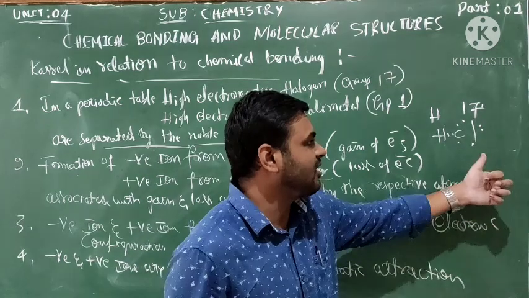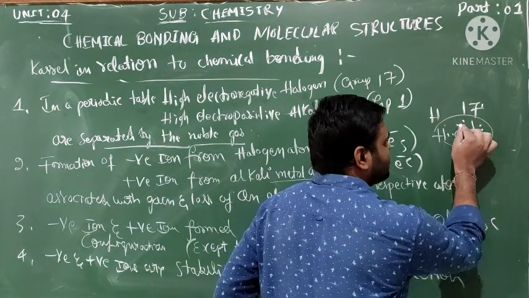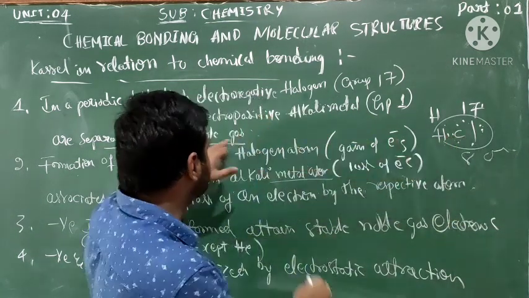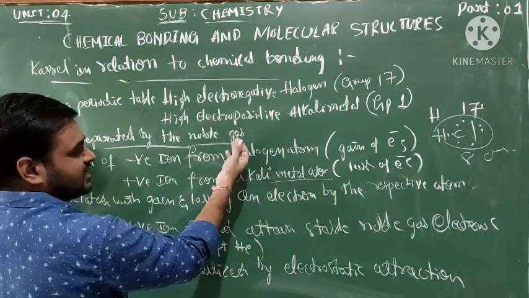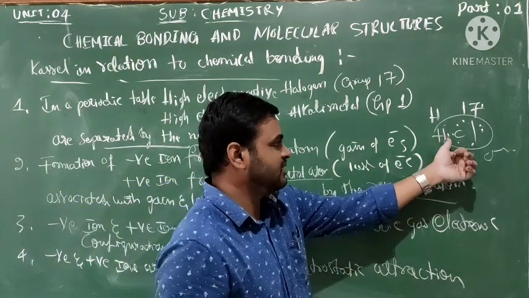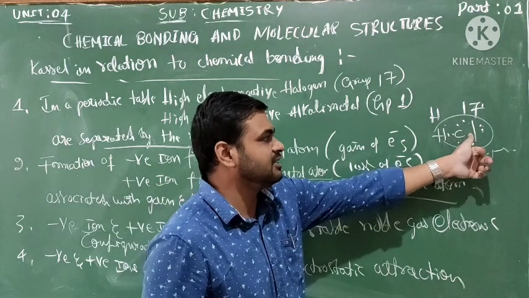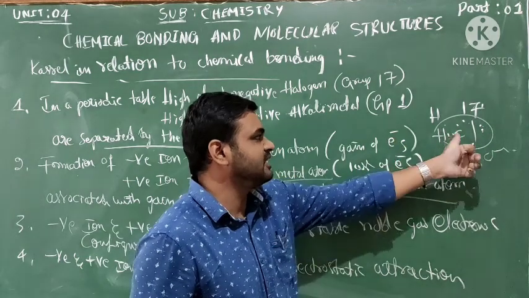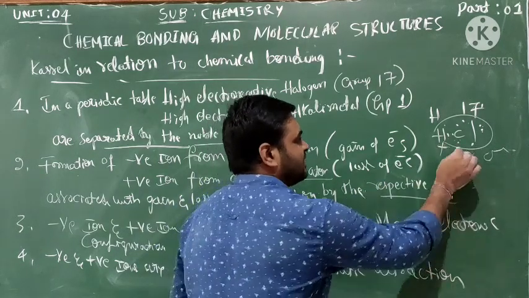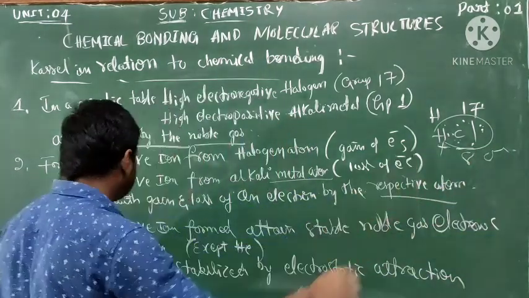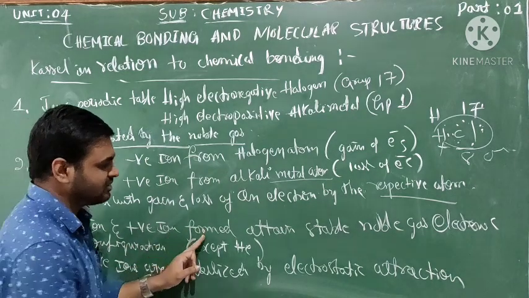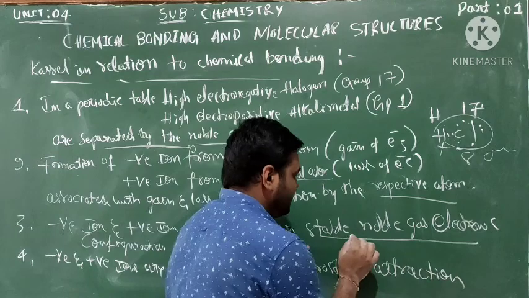That's why it loses to get the octet, 1, 2, 3, 4, 5, 6, 7, 8, before the noble gas. This is separated by a noble gas configuration, and is associated with the respective atoms. The respective atom is hydrogen, and the other is chlorine. Chlorine has gaining capacity, hydrogen has losing capacity. One carries positive and the other carries negative ions. Clear?